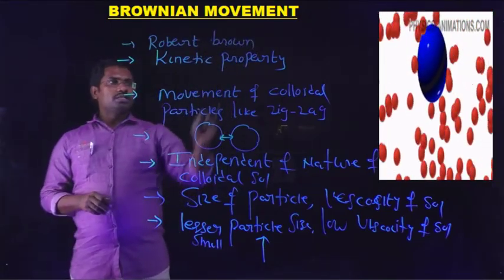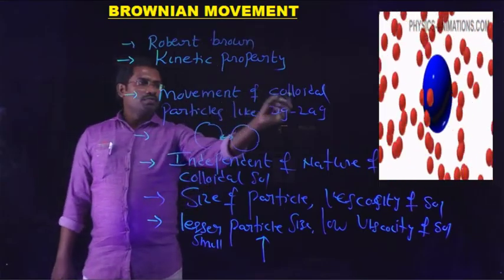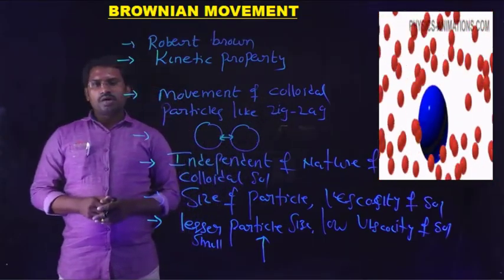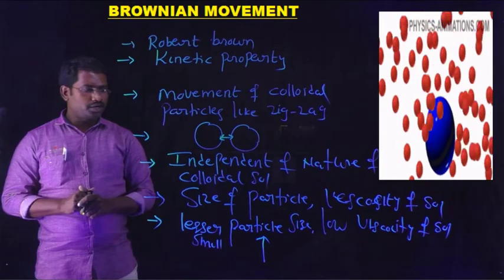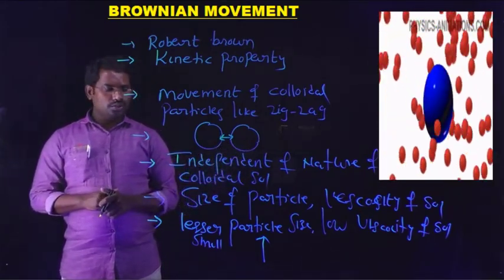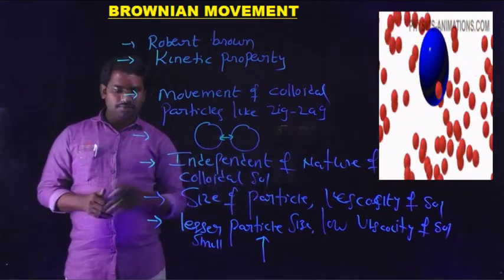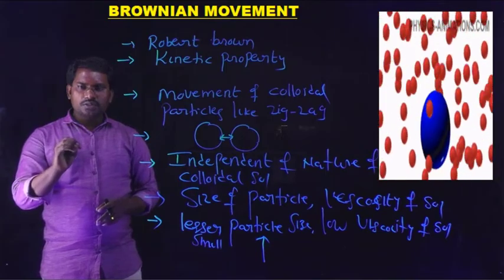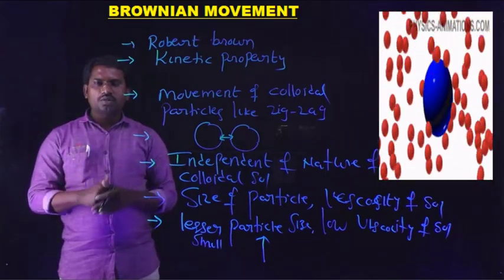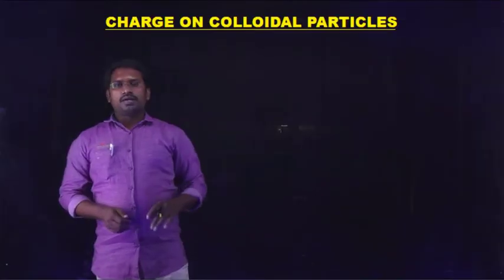So Brownian movement is a kinetic property of colloidal solution. The definition is like this: the zigzag movement of colloidal particles due to the unequal bombardment of collisions taking place between the colloidal particles. The Brownian movement is independent of the nature of the colloidal solution, but depends upon the size of the particle and viscosity of the solution. If the particle size is small and the viscosity of the solution is less, the Brownian movement takes place very fast.